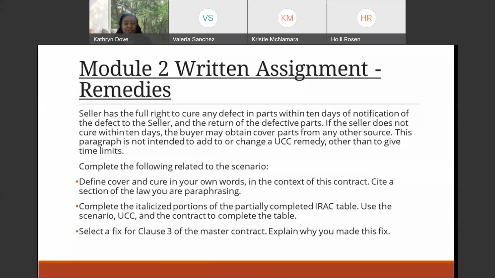So that means you only have to submit one document, which is the IRAC table, and you would just answer the other questions in a space on the IRAC table. Does that make sense? Yes. Great. Otherwise, you'll be submitting 2 separate documents. Your Microsoft Word document that answers what a cover and cure is under the UCC, and the Microsoft document that explains the contract fix for clause 3 of the master contract. And then the second document will be the IRAC table. Some students do it that way, just as long as you answer all 3 of those questions.